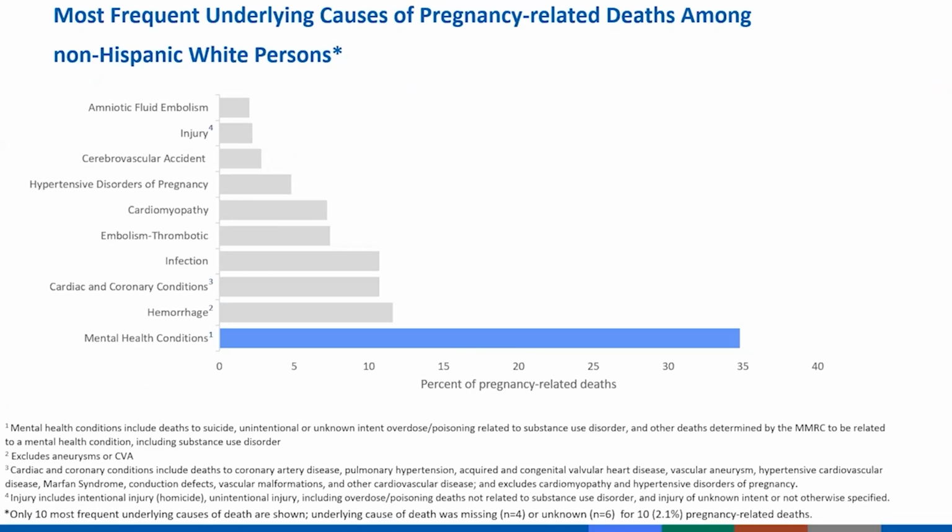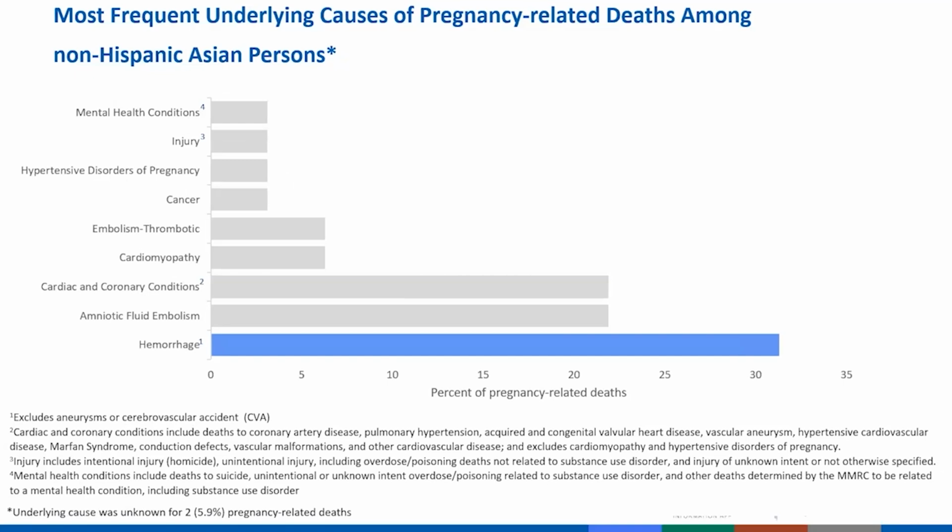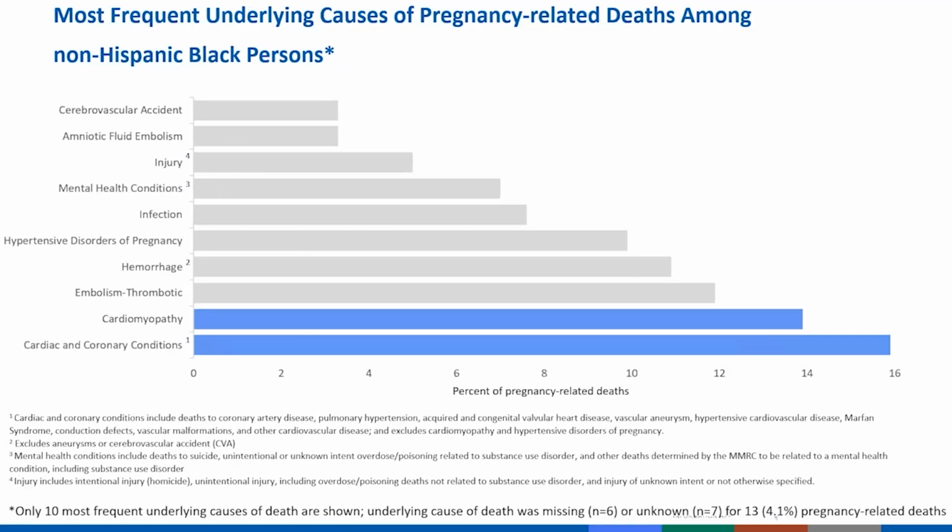The racialized data on slide 15 show us that the leading cause among Asian persons was hemorrhage. And then if we go to slide 16, we see that among non-Hispanic Black persons, cardiac and coronary conditions and cardiomyopathy are the two most frequent underlying causes of death. When combined, these causes that involve the heart represent almost 1/3 of pregnancy-related deaths among non-Hispanic Black persons.